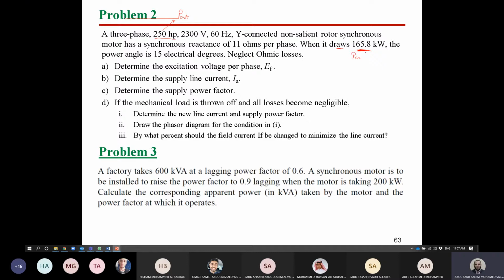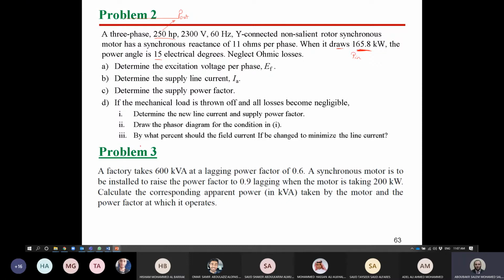By the way, is it rated or not? When it draws this value, does it mean the value is rated? No, exactly. It's any operating point for the machine. So we have the value of power and also the value of the power angle. So P is given and delta is given. Neglect ohmic losses, so resistance is 0. Determine the excitation voltage per phase.